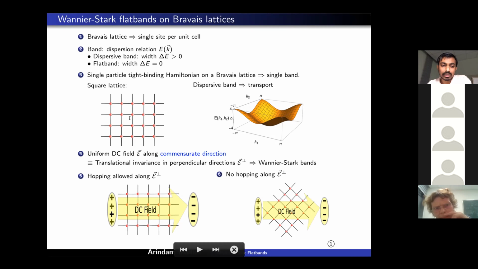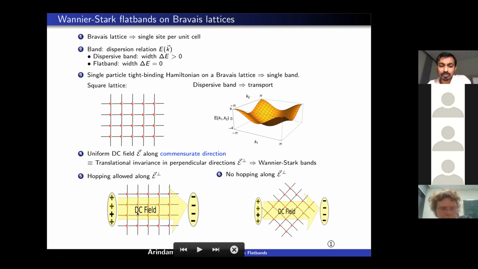For example, if I consider a square lattice, I usually get only dispersive bands. Because the bandwidth is greater than 0, the particle can transport in such systems. Now I will switch on an external DC field, of course uniform, but here I have to take care about the directions, which are defined as commensurate directions. This is similar to the demand that the perpendicular direction of the DC field should maintain translation invariance. Only then can I get a band structure, and we call this band structure Wannier-Stark bands.